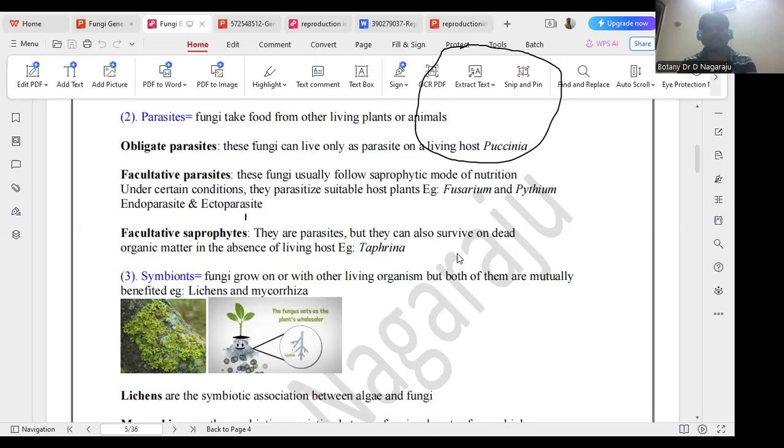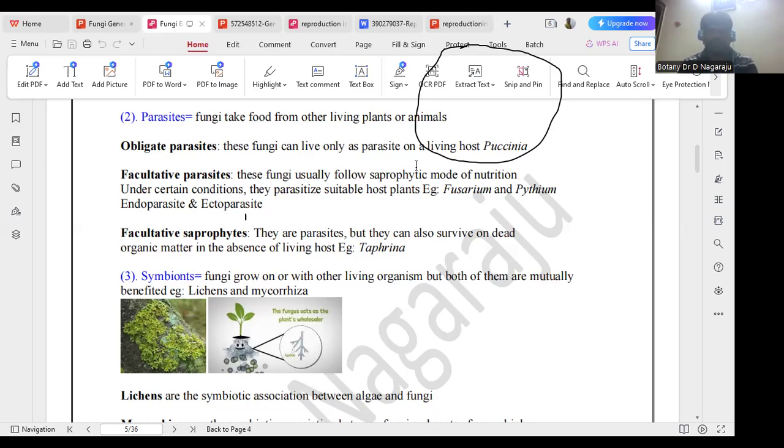Parasites are again of two types: obligate parasite and facultative parasite. Okay. Obligate parasite means it can only survive as a parasite. It can live only upon the host. If the host is not present, it will die.